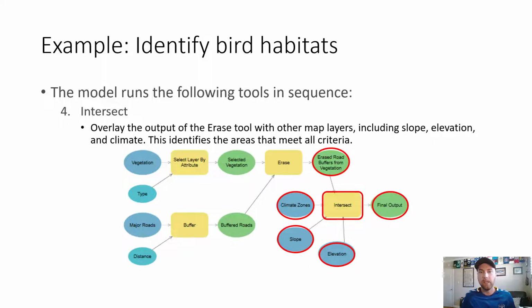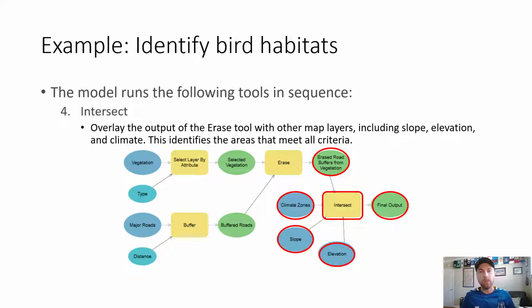And then finally, the last geoprocessing tool here is intersect. The intersect will overlay the output of the erase tool, which would be those areas of selected vegetation within 1,500 feet of a road. So you overlay the output of the erase tool with other map layers, including slope, elevation, and climate. This identifies the areas that meet all the criteria, and the output is the final output. There's that last oval on the right-hand side. Okay. So that's how it works.